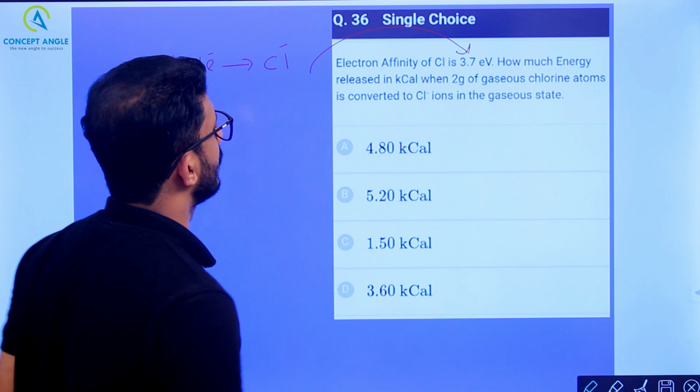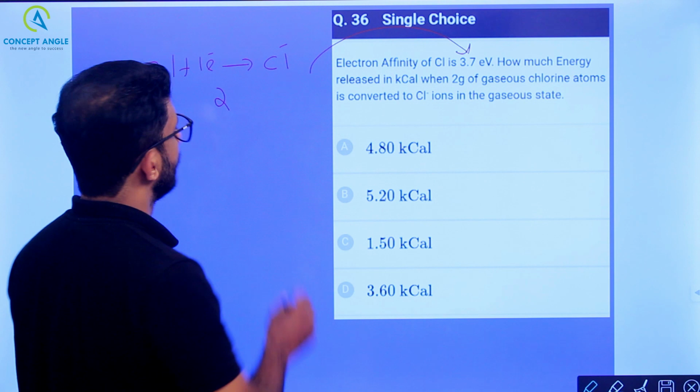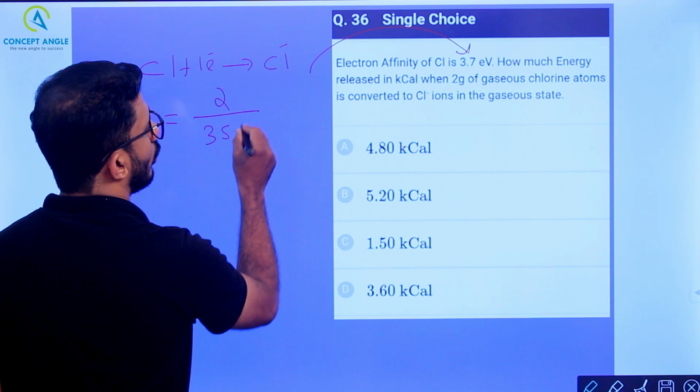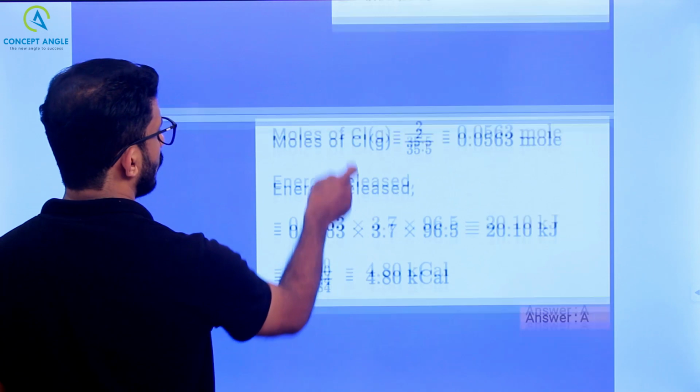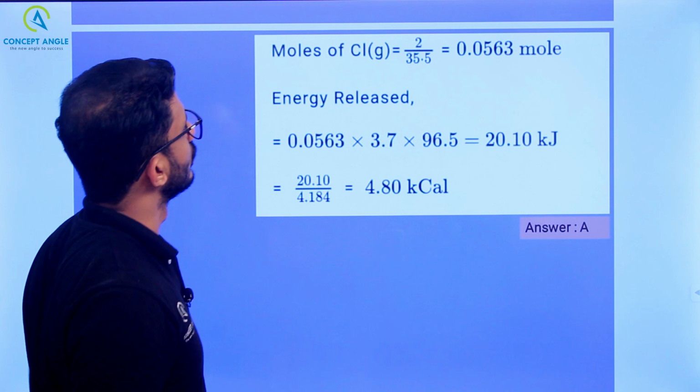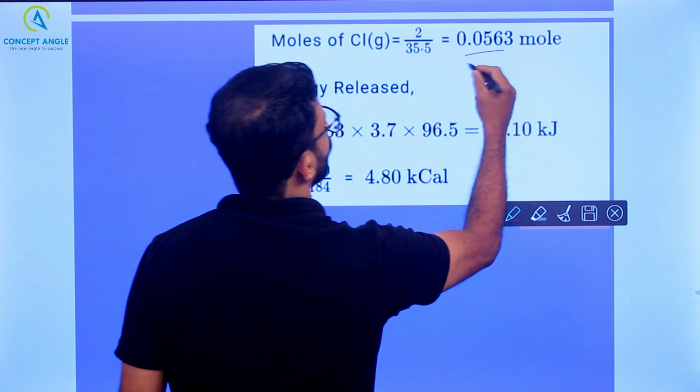We have to see how many moles are in 2 grams. Number of moles is equal to the given mass divided by molar mass, that is 35.5. Moles of Cl is equal to 2 divided by 35.5, and that is equal to 0.0563 mole.